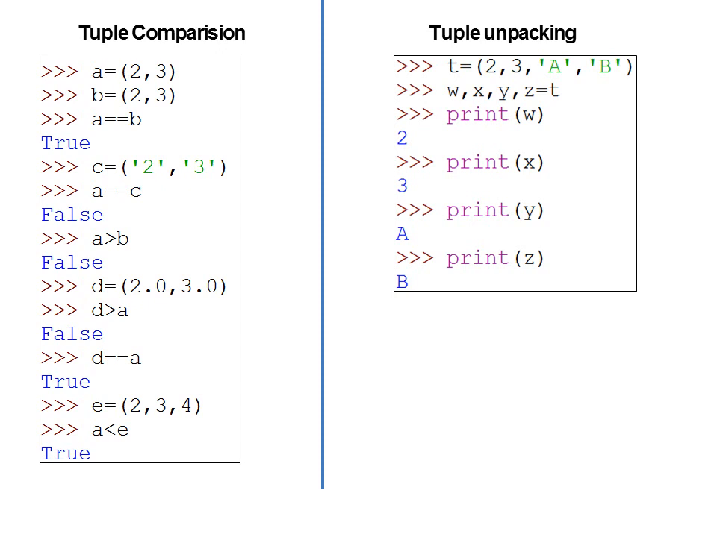Now how do we unpack a tuple? Here I have written t is equal to 2, 3, a, b, and I have assigned 4 different variables to 4 different values. I have written w, x, y, z is equal to t. That means when I print w, it will print 2. If I print x, it will print 3. If I print y, it will print a, and if I print z, it will print b.